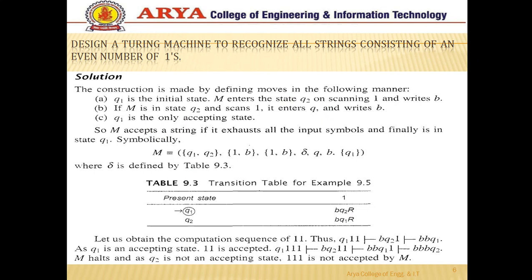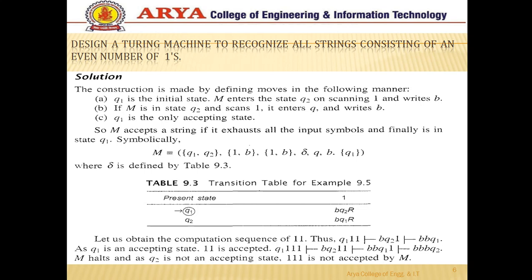Here delta is the transition function, and we can represent it in the transition table. When q1 reads the value 1 and q2 reads the value 1, there is only one input value, 1, present, and this is replaced by some value. We can choose the minimum number of states with the minimum number of input values, as already described in the steps for designing. Let us obtain the computation sequence of this.